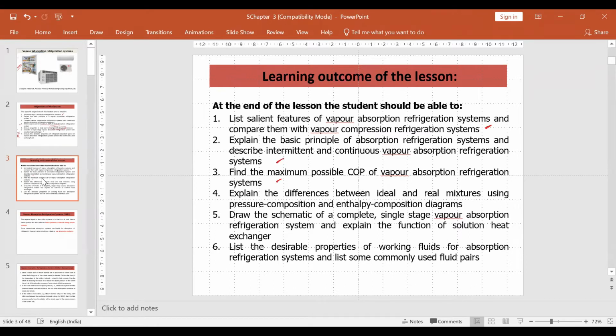Then you'll be able to explain the difference between ideal and real mixture using pressure composition and enthalpy composition diagram. Then you'll be able to draw the schematic of a complex single-stage vapor absorption refrigeration system. Then we'll be able to list the desirable properties of the working fluid. So these are the learning outcomes of this chapter.